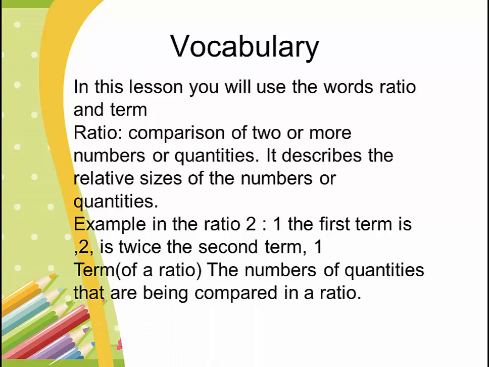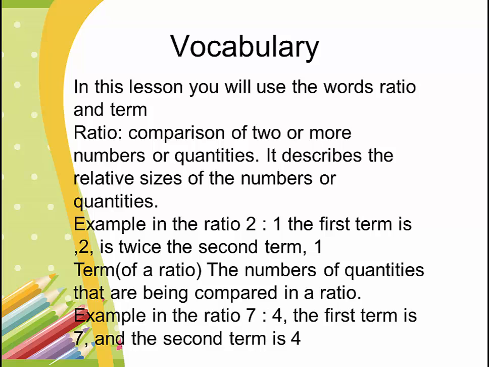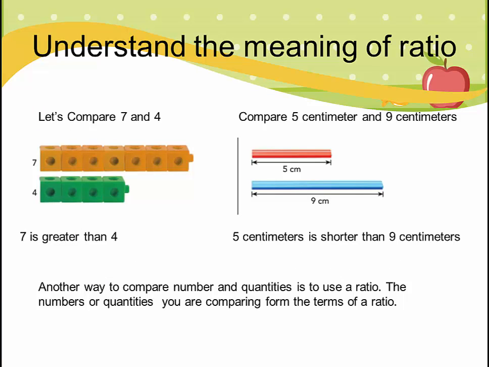The terms of a ratio are the numbers or quantities that are being compared in a ratio. Example, in the ratio 7 to 4, the first term is 7 and the second term is 4. So let's understand the meaning of ratio. Let's compare 7 and 4.